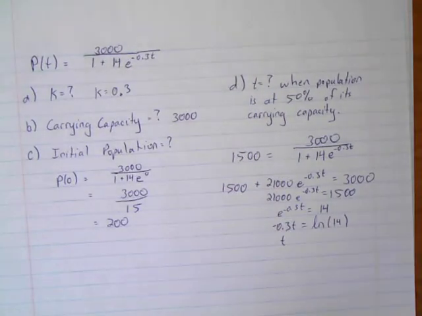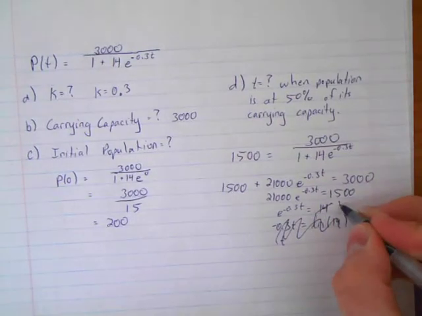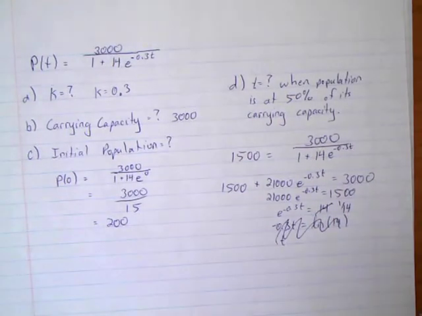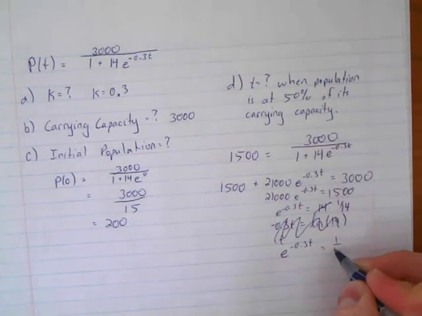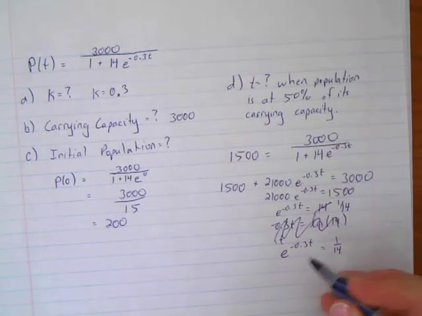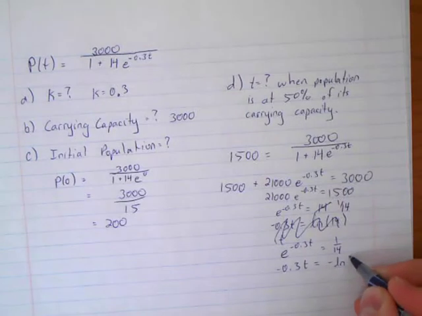I must have done something wrong. Let me check real quick. Oh, I see. This isn't 14, it's 1 over 14. Hopefully you caught that. So let's start from there. Negative 0.3t equals 1 over 14. Now we'll take the natural log of both sides. And so I get negative 0.3t equals negative natural log of 14.